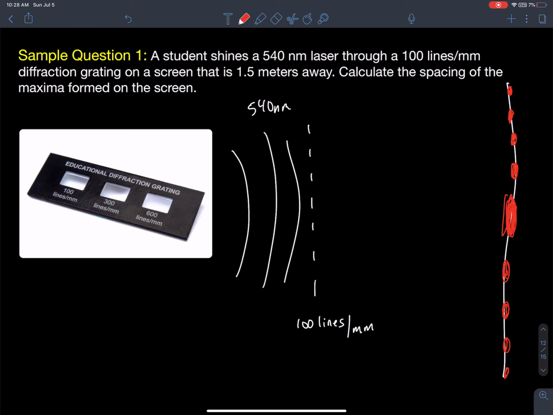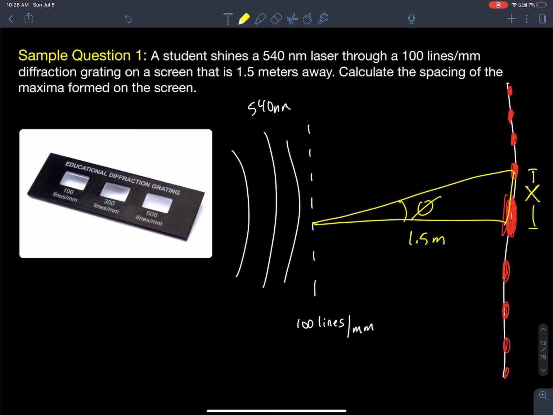But what the question's asking is, what is the spacing between them? I just wanted to draw that triangle to get you to remember diffraction. That would be my diffraction angle. And the question is asking us for this spacing. What is x when this is 1.5 meters?